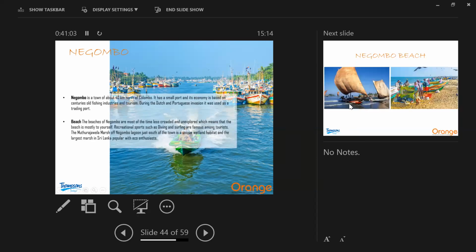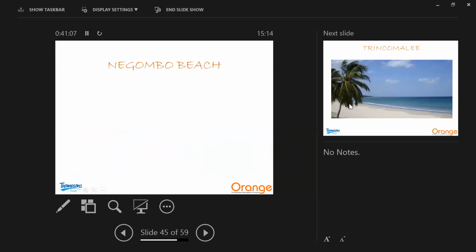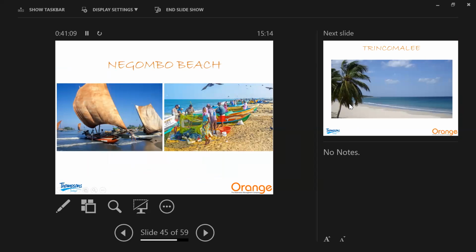Negombo has some good hotels. It's a beautiful beach town, with lovely coconut groves there. One of my favorite hotels is also known as Coconut Grove. You see lovely local life. There are a lot of fishermen villages around Negombo.